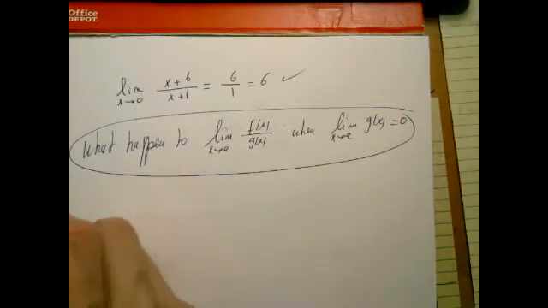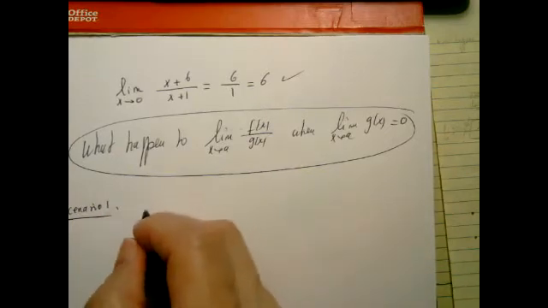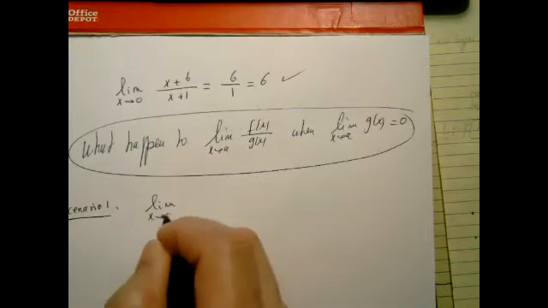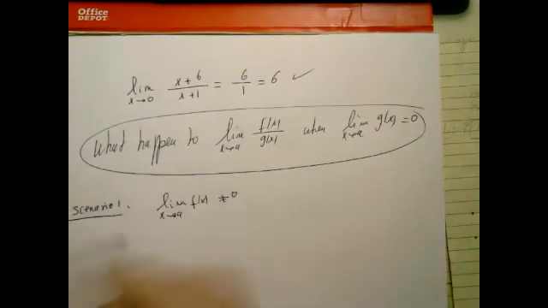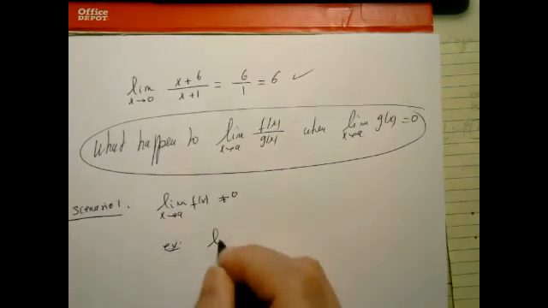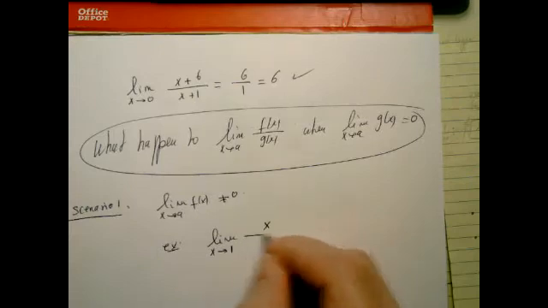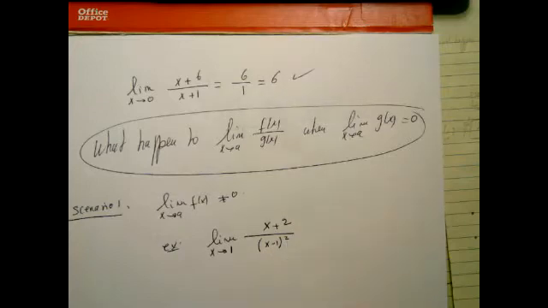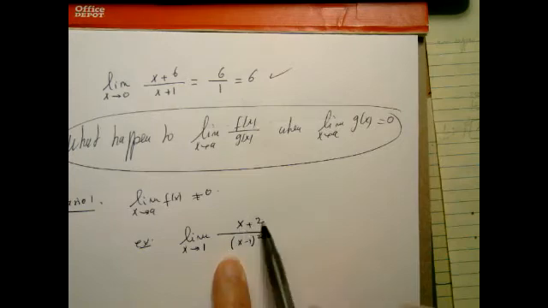Okay, scenario one is the following. Let us say the limit of the numerator is not 0. Then let's see what happens. I always elaborate with examples. So suppose I tell you to find the limit as, let us say, x goes to 1 of x plus 2 over x minus 1 squared. Okay, so let's analyze this. When x becomes close to 1, the numerator becomes close to 3, and the denominator becomes close to 0.